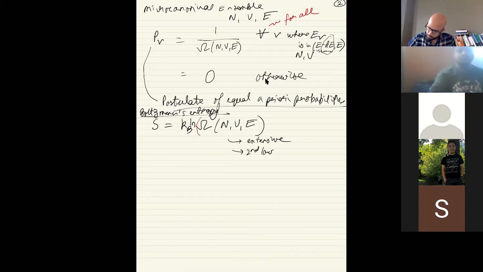So again, I will color it in red. This one is the microcanonical partition function.